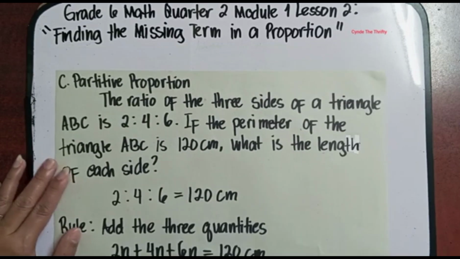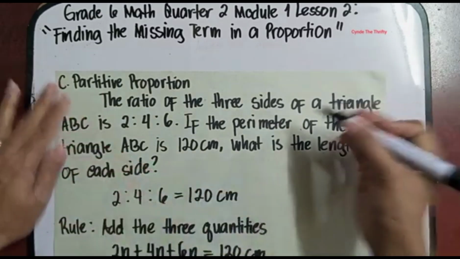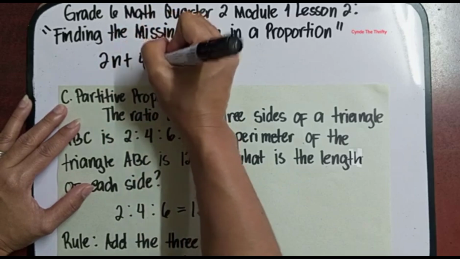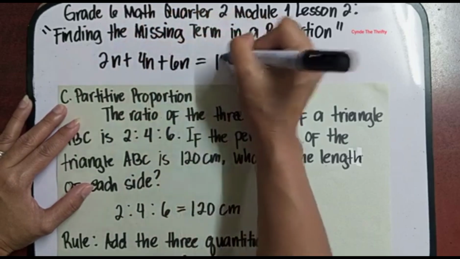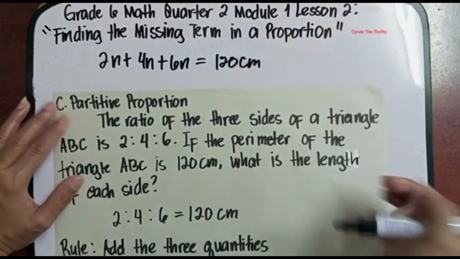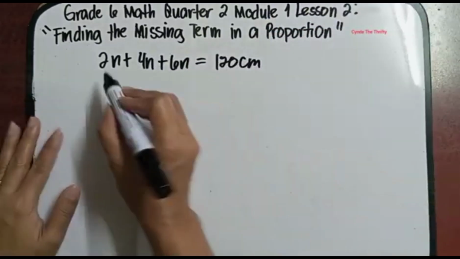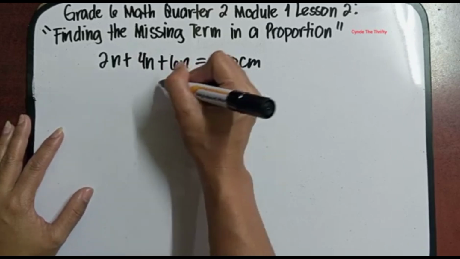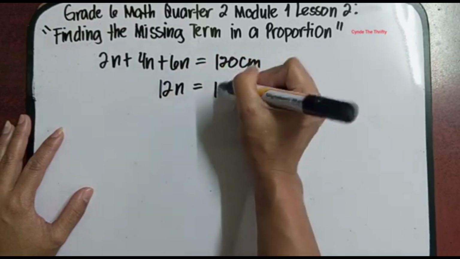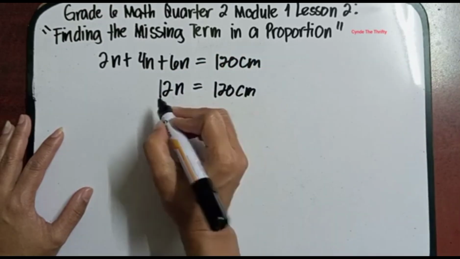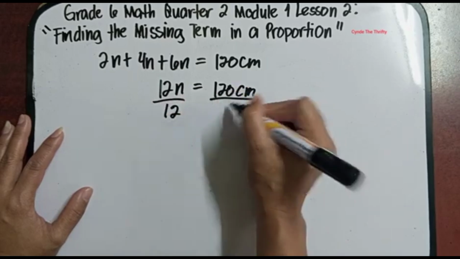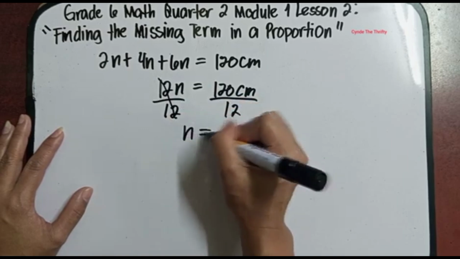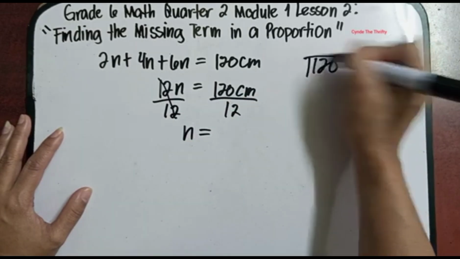So, ngayon isolve na natin siya para makita na natin kung gaano ba kahaba yung mga sides ng triangle. Okay, so 2n plus 4n plus 6n is equal to 120 cm. So, ngayon isolve na natin. 2 plus 4 plus 6, 2 plus 4 equals 6 plus 6 equals 12. Kopyahin natin si n. So, 12n is equal to 120 cm. Okay, so i-divide natin both sides ng 12 para si n na lang yung maiwan. So 12 divided by 12 is equal to 1. So n is equal to 120 divided by 12.